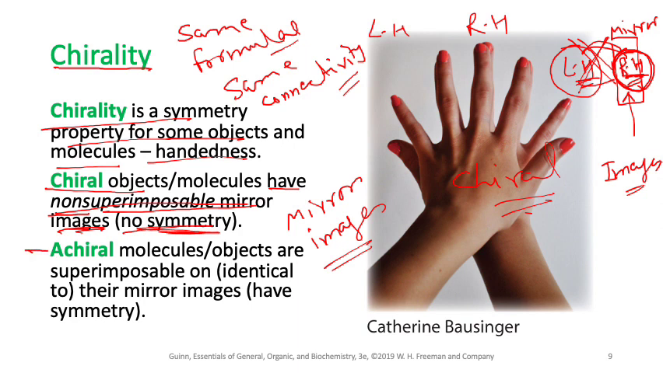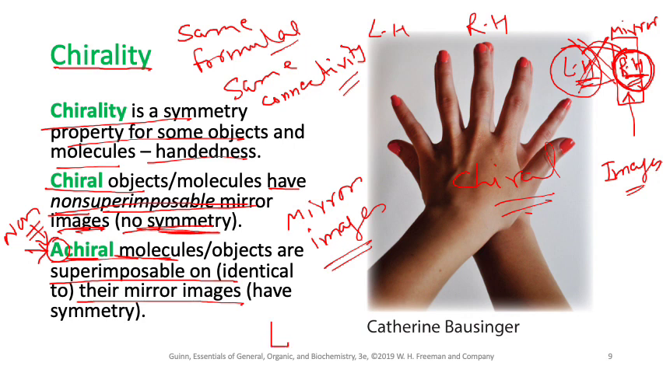Now let's talk about the achiral one. What is an achiral molecule? The prefix A means non, not chiral. Achiral molecules are superimposable on their mirror image. It means those molecular objects that have superimposable mirror images are called achiral, meaning they have symmetry.